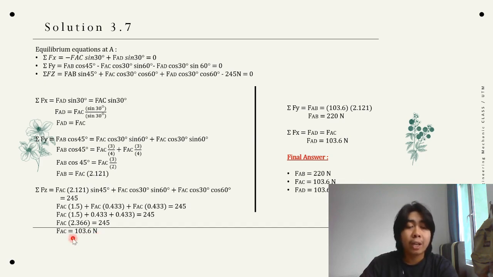Now when you get this value, you can substitute it to this one. Okay, so here, we get FAD, which is 103.6 Newton. Both of them are the same. Also you could substitute it on this one, which is this one. So 103.6 times 2.121, we get the value for force AB is 220 Newton.